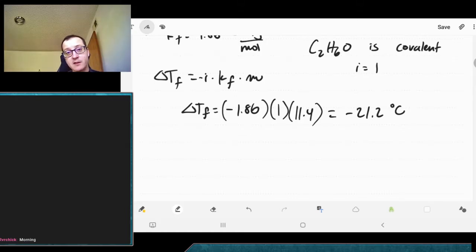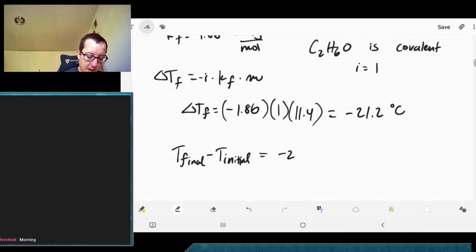And we know that our original freezing point of water is 0. So we're looking at temperature final minus the initial one, which is negative 21.2 minus 0. And so our answer is just negative 21.2.